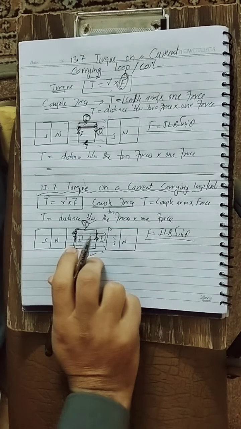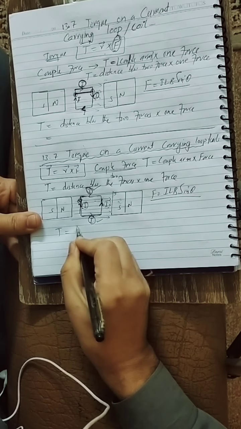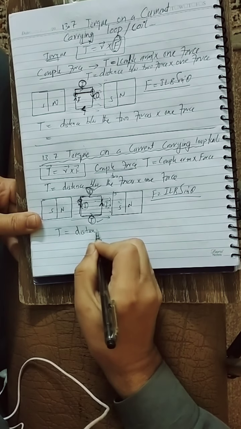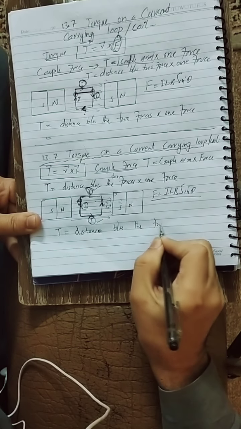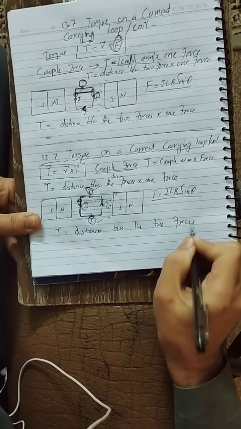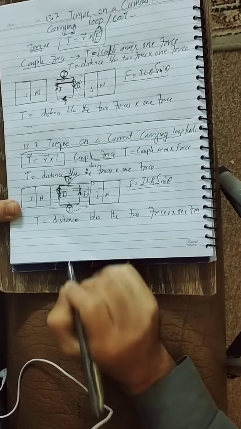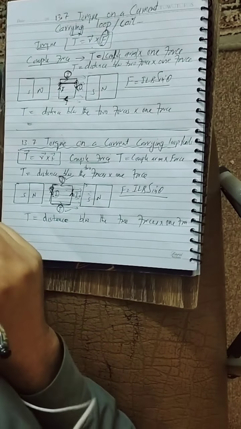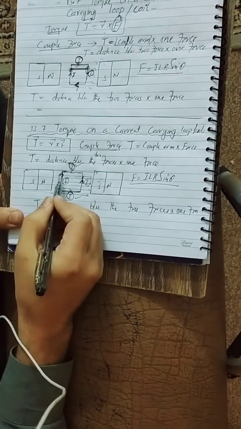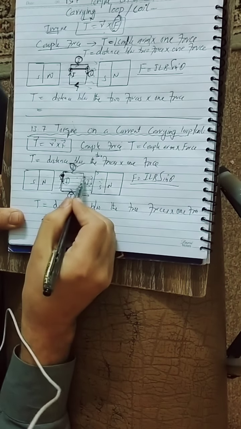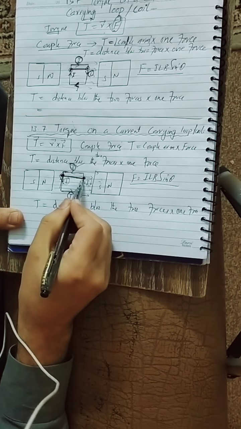So what is the formula for the torque in case of a couple? The formula for the torque in a couple is the distance between the two forces multiplied by one force. Now look here. One force is acting at this point, another force is acting at this point. The distance between them is equal to the width of the coil.